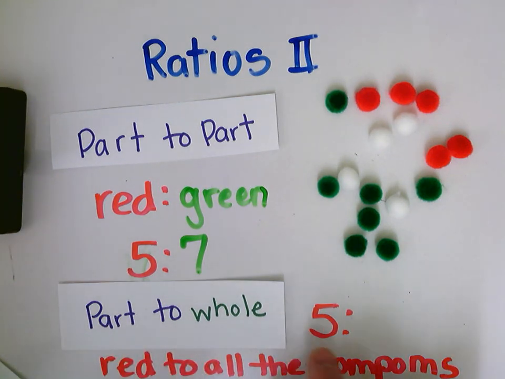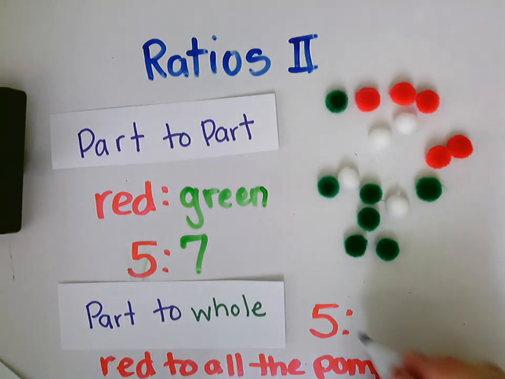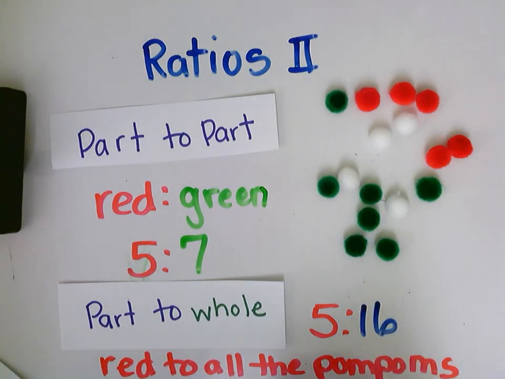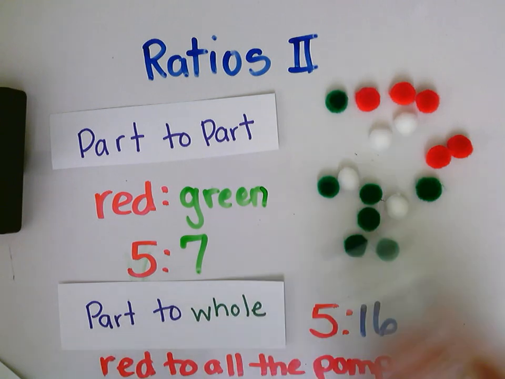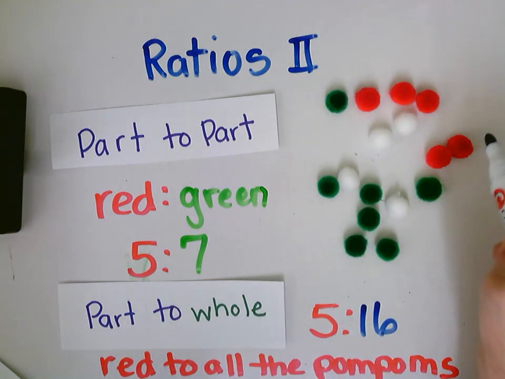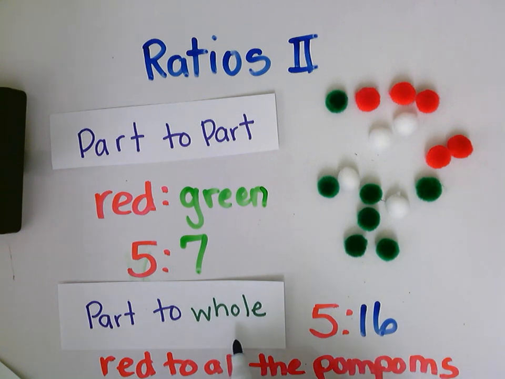So my part is my 5, right? My red ones to all of them is going to be 5 to 16. So my ratio of my part, which is the 5 red, to all of the pom-poms, the whole, all of them, which is 16. So that ratio is 5 to 16.